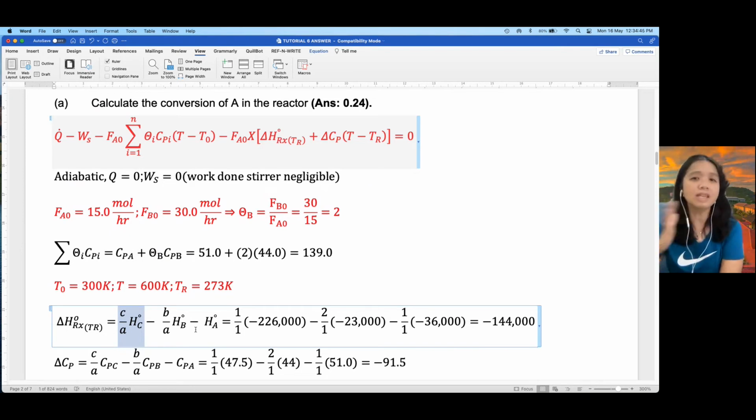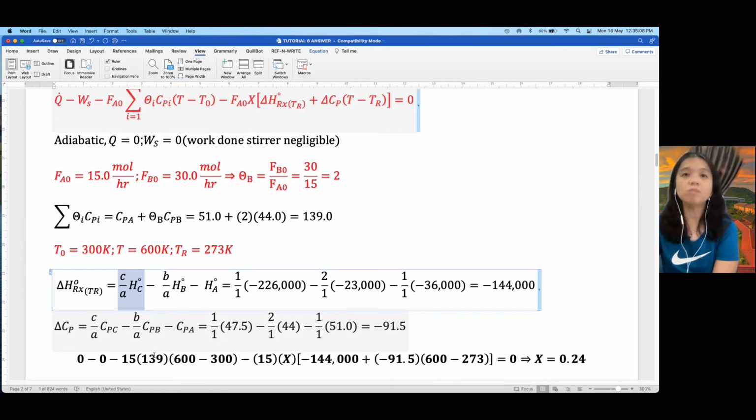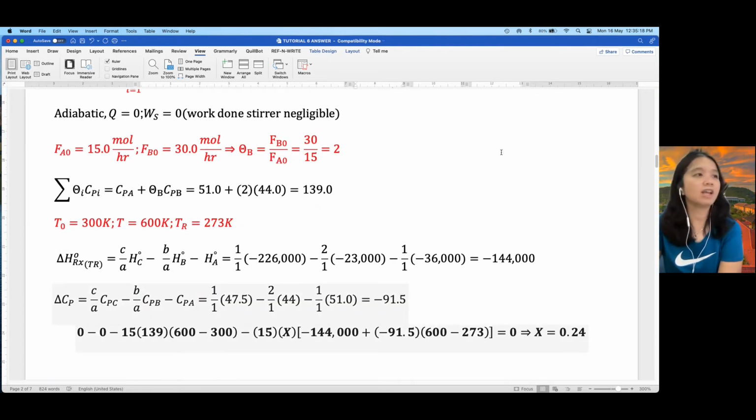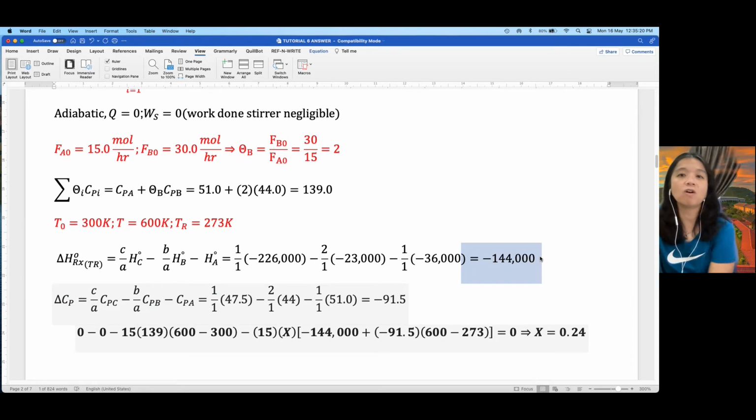Again, inert will not be included because naturally heat of reaction will not involve inert. And the second reason, which is the easiest one, you cannot find a stoichiometric coefficient for inert from the chemical equation because they are not involved in the reaction. So that's why you calculate for A, B, and C. Do make sure you use the correct heat of formation, and be aware of the negative signs as well if they have it. So in this case, the heat of reaction is negative 144,000.